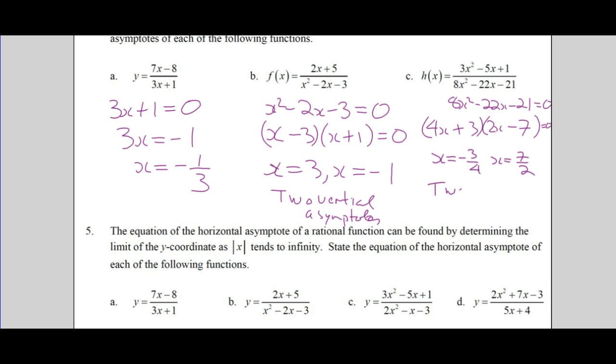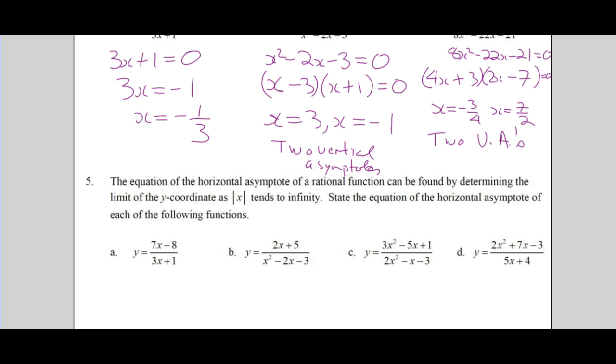And again, so two vertical asymptotes. They now become VAs, not to be confused with VSs. Two vertical asymptotes again. So if you graph this, you will see two vertical asymptotes, right?